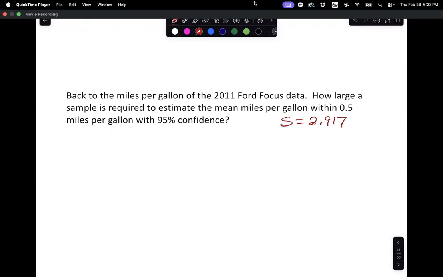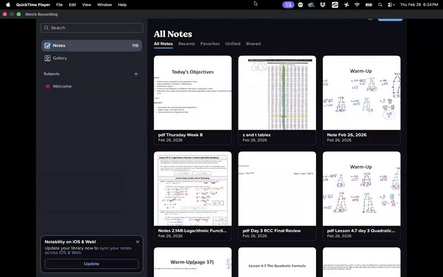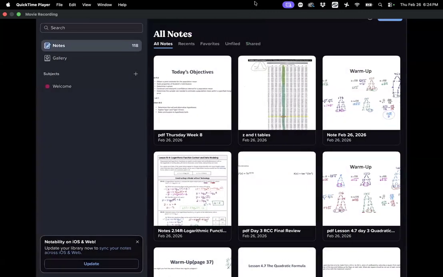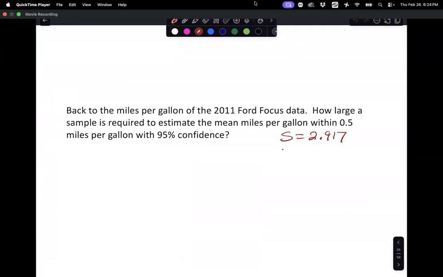So we want to know how large of a sample is required if we want to estimate our mean miles per gallon within 0.5 miles per gallon with 95% confidence. I think I'm going to jump back to the table so we can at least get that, and then I'm going to have you work on this. So 95% is 1.96, our Z sub alpha divided by 2. Go ahead and get started without me and I will work quietly behind you.